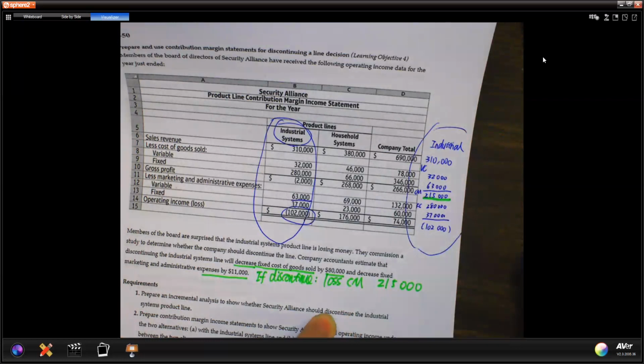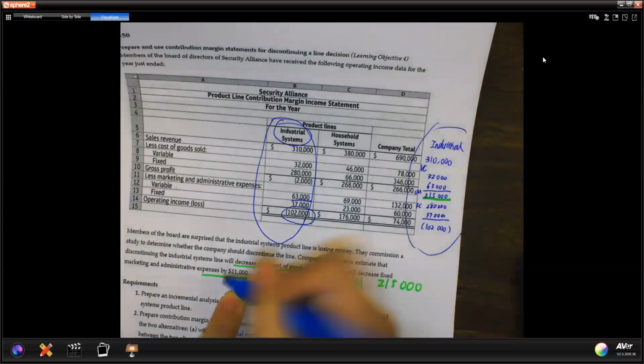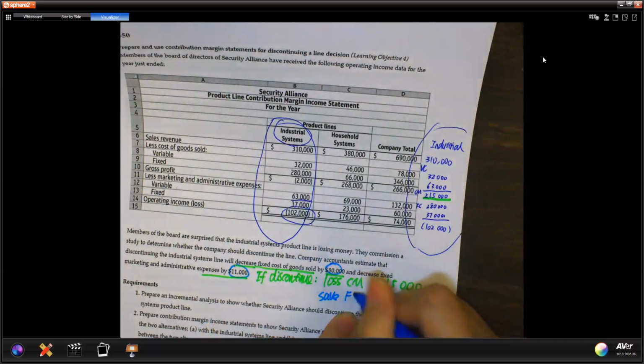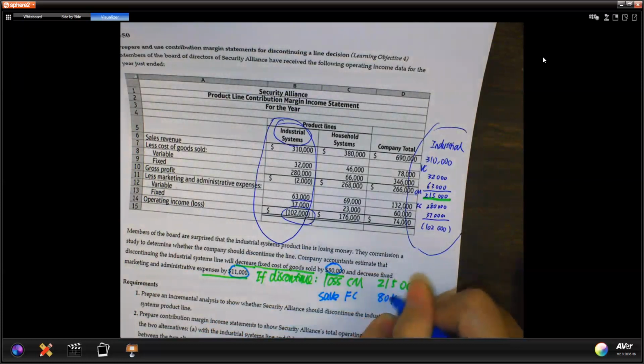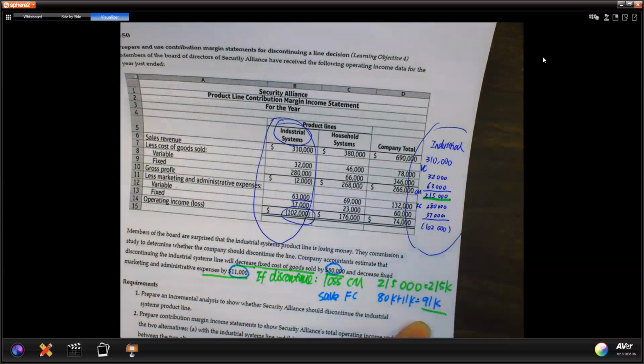But then you can save fixed cost, remember we said you can save fixed cost there. We can save fixed cost 80,000 plus 11,000 gives you 91,000. So you will lose 215,000, and you only save 91,000. So totally you will still lose, right?